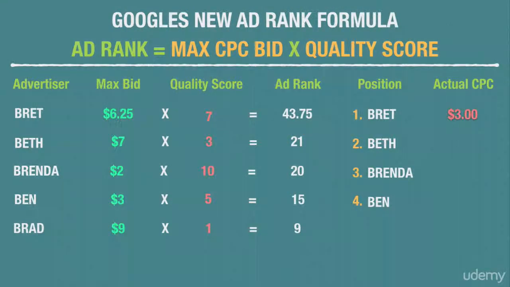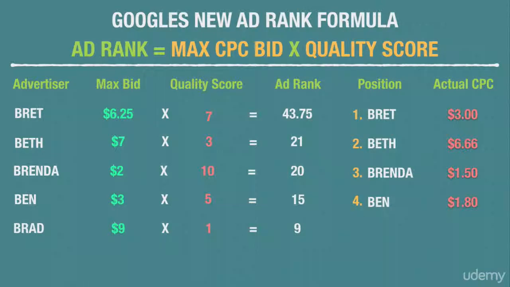Beth's actual CPC is calculated by taking Brenda's ad rank and dividing it by 3, which is Beth's quality score, and that gives us an actual CPC of $6.66. And the same thing goes for Brenda and Brad, giving us an actual CPC of $1.50 for Brenda and $1.80 for Brad.